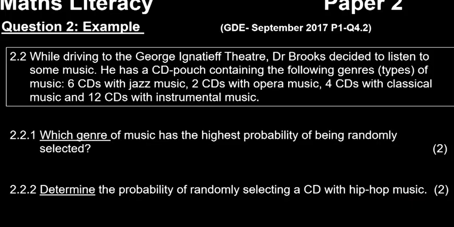Another example, here it's a question on probability. It says, while driving to Gr12 Theatre, Dr. Brooks decided to listen to some music. He has a CD pouch containing the following genres or types of music. 6 CDs of jazz, 2 CDs, opera, 4 CDs, classical music, and 12 CDs with instrumental music.